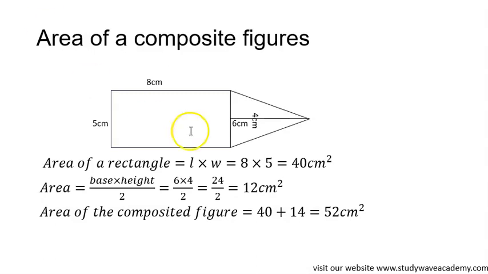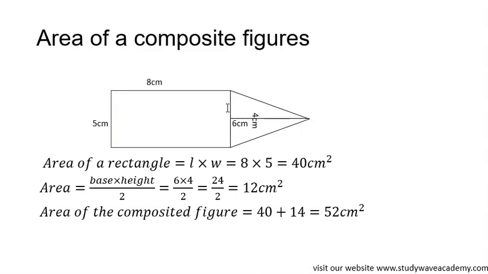What do I mean by that? How many shapes do you see here? You see 2, right? This is a rectangle and this is a triangle. So this is a composite figure. Okay, it has 2 shapes within it. It can be 3 shapes.